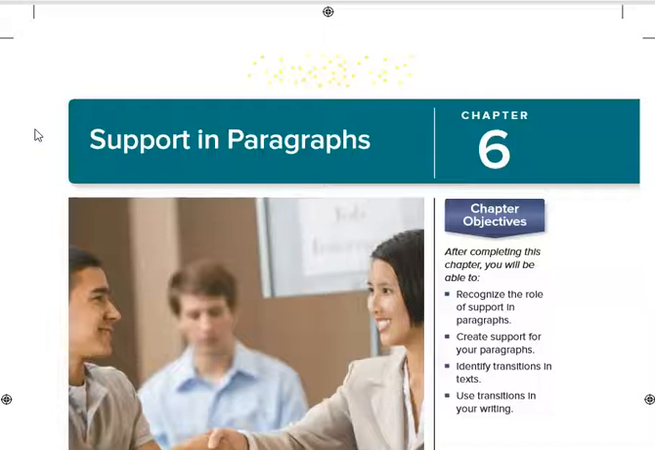In Chapter 6 of Common Ground, we will focus on support in paragraphs as well as transitions. I think you'll find that this information really helps you to write more in the paragraphs that you compose and to write more smoothly if you can learn how to use transitions really well.